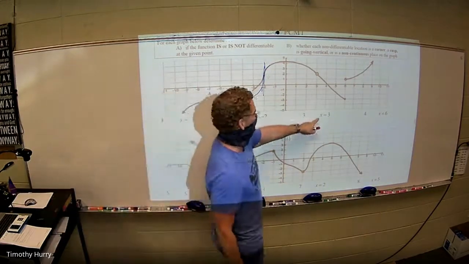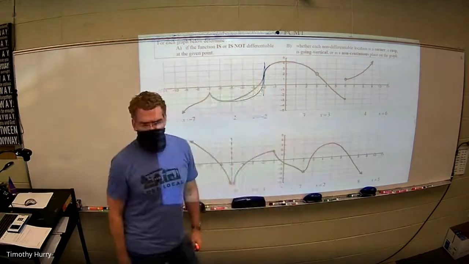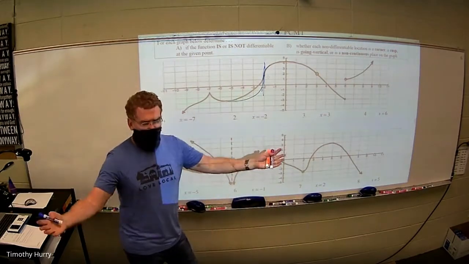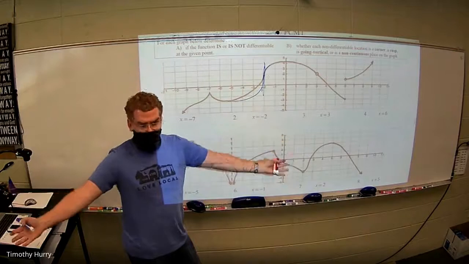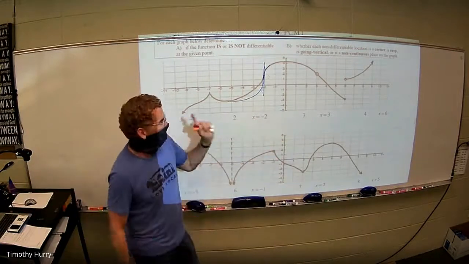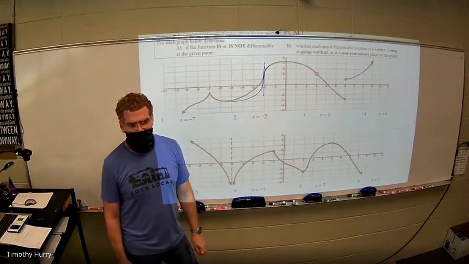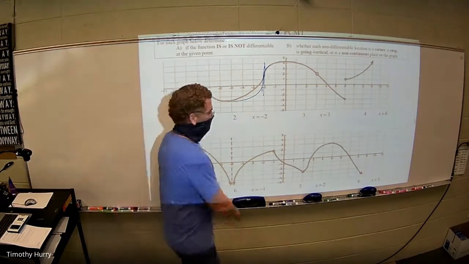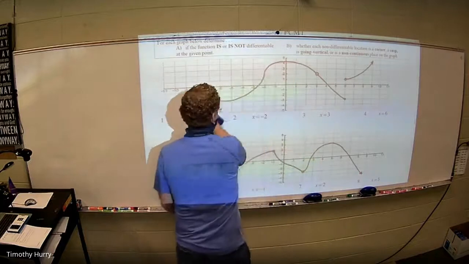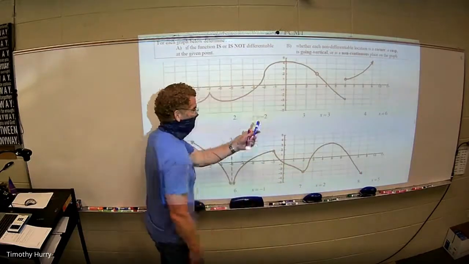What about at x = 3? No, not even a point there. I can't draw a tangent line to a point that's not there, right? Non-continuous. What about at x = 6? No, why not? Not continuous. You don't even have to say jump. The rule is just not continuous for x = 3 and 6.